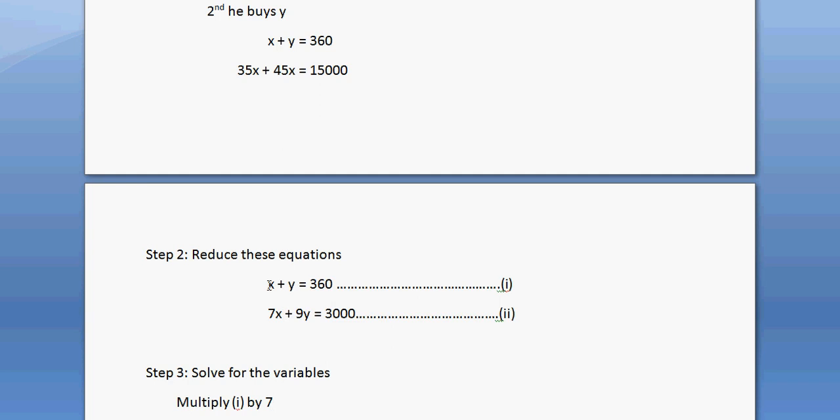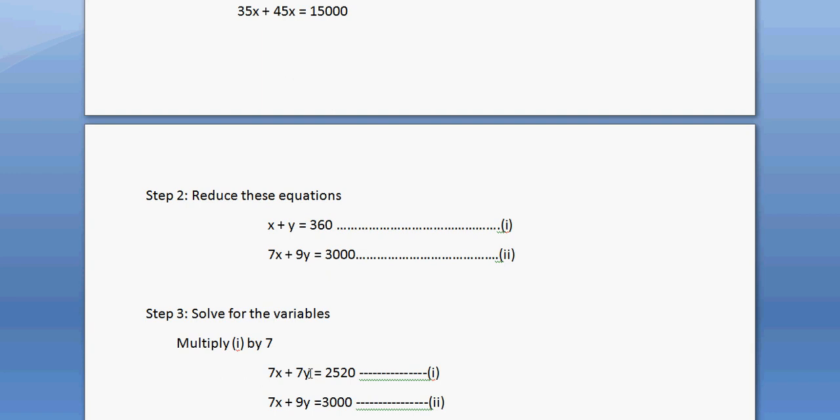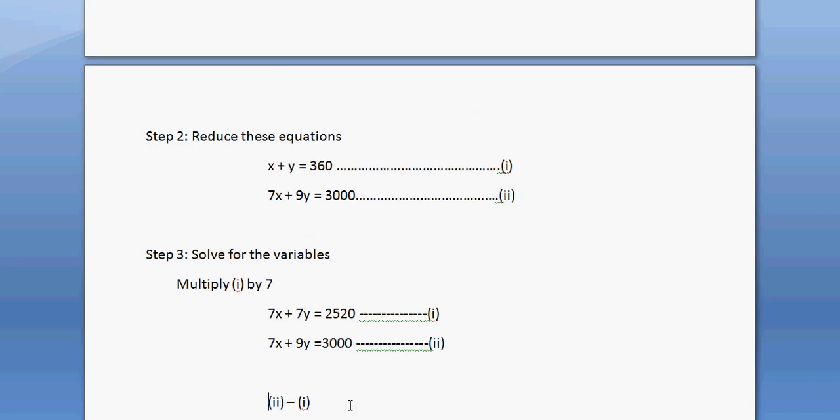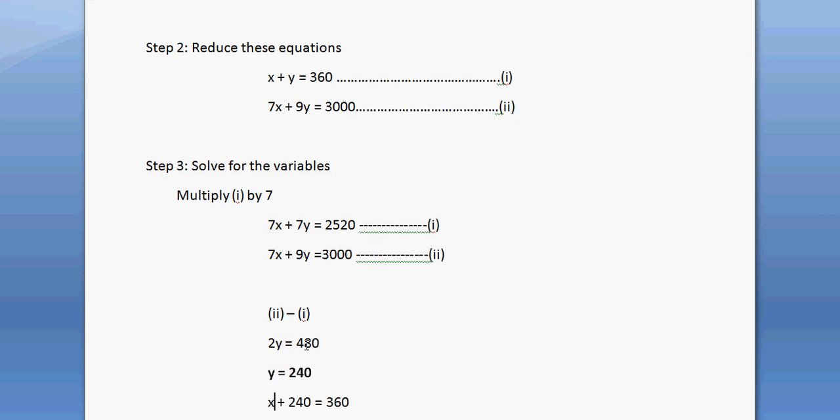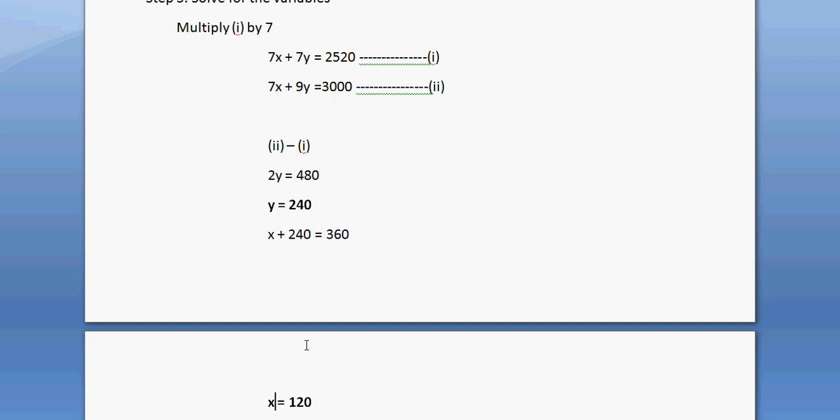How to solve it? For example, we multiply equation 1 with 7. What do we get? We get 7x plus 7y is equal to 2520. The second equation is 7x plus 9y is equal to 3000. Now if we subtract 2 from 1, or if we subtract 1 from 2, what do we get? This 7x and this 7x would cancel out, and we would get 9y minus 7y is equal to 480, which means 2y is equal to 480, y is equal to 240.